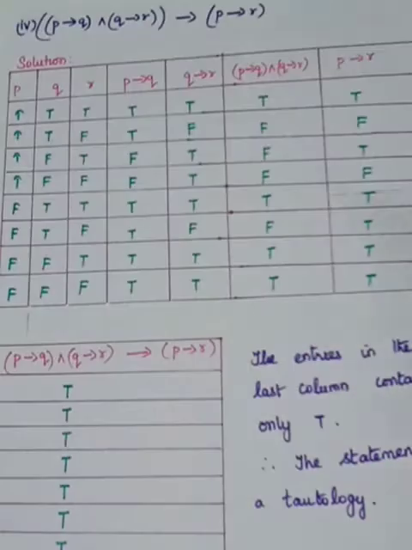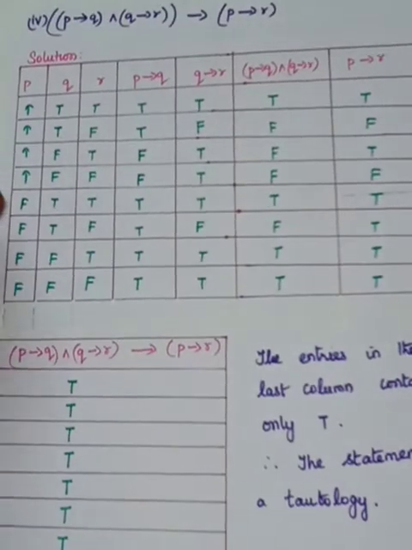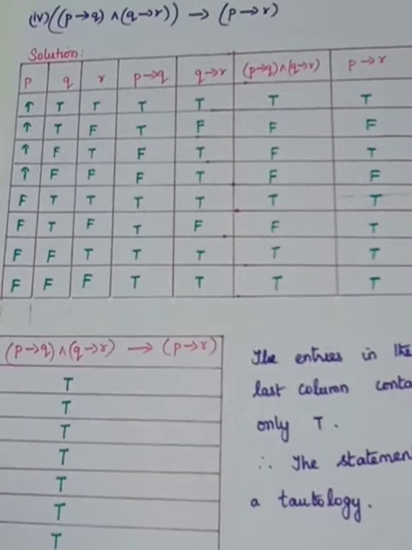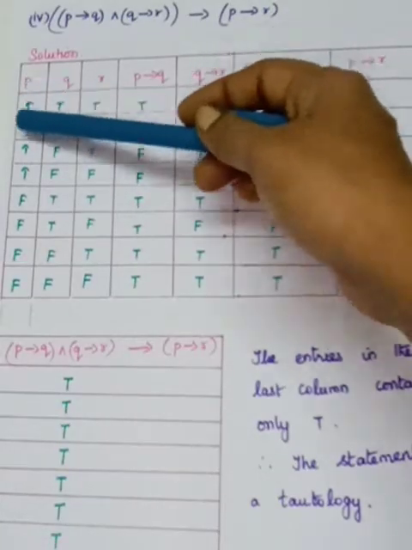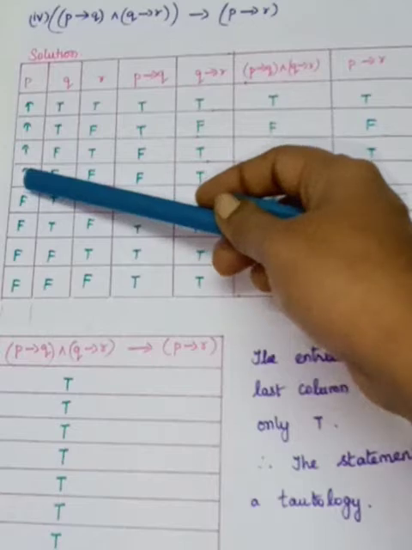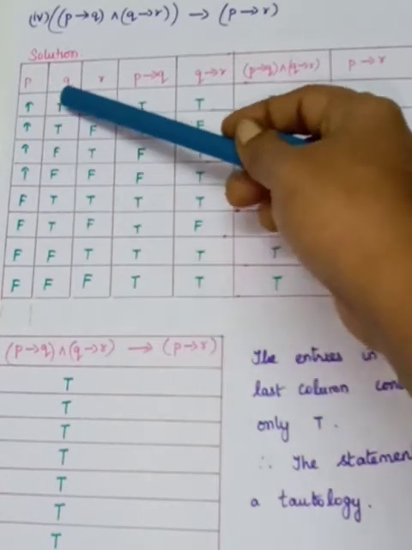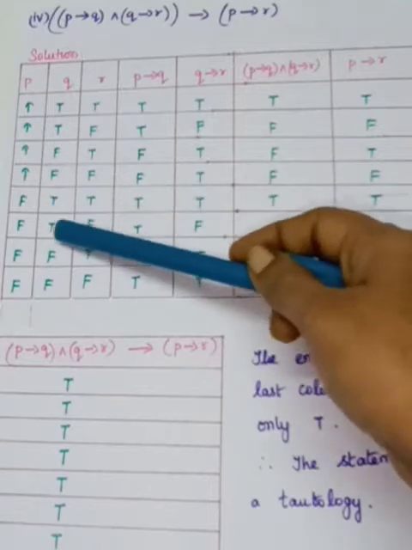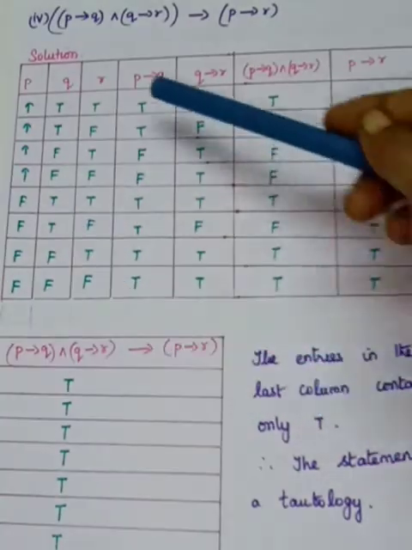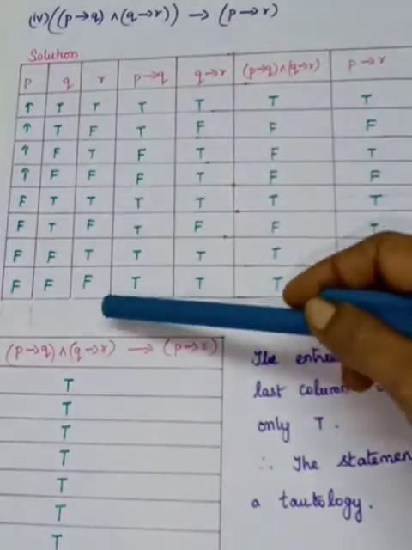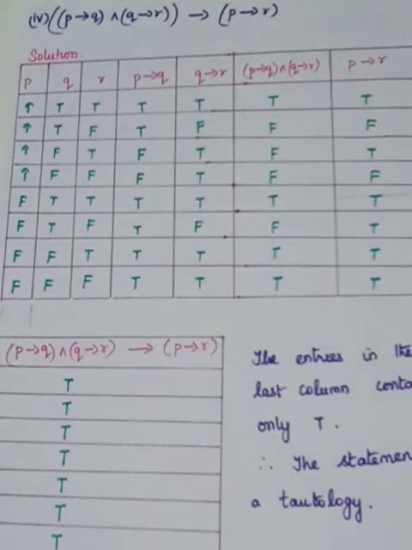So first we have to split it into simple statements, which have to be filled in the columns. So first you see that in the problem you are having how many simple statements? One is P, another one is Q, another one is R. 3 simple statements are there. So therefore you have to write how many rows? 8 rows you have to write. So how to fill up the 8 rows? First in the P column you have to write 4T and next 4F. In the Q column 2T, 2F, 2T, 2F. In this way it has to be filled. The R column 1T, 1F alternately, up to 8 rows you have to fill up.